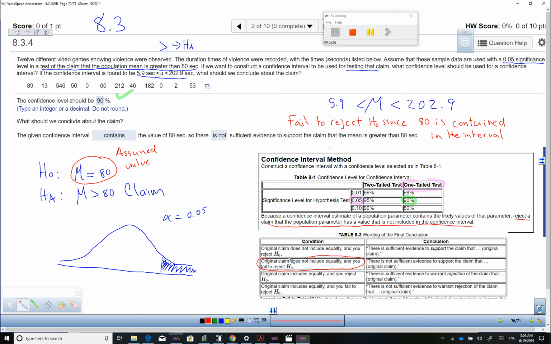Original claim does not include equality, and you fail to reject. We did fail to reject, so this is the way we word the conclusion. There is not sufficient evidence to support the claim that the population mean is greater than 80 seconds. So that's how we fill out this part. The given confidence interval contains the value of 80 seconds. That's what I did here. So there is not sufficient evidence to support the claim. Okay, I get it from this table. So that's how you do problem number 2.